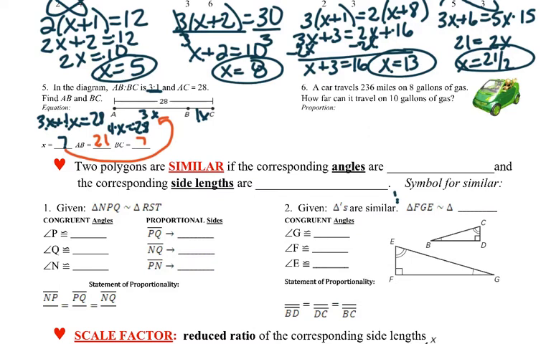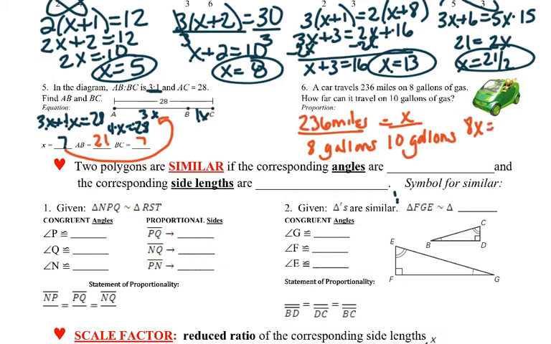These are little proportions, like little proportional story problems. A car can travel 236 miles on 8 gallons of gas. How far can it travel on 10 gallons of gas? Notice that I'm keeping my units in there so I can see miles in the top and gallons in the bottom. So 8x equals, it's going to be 2360.